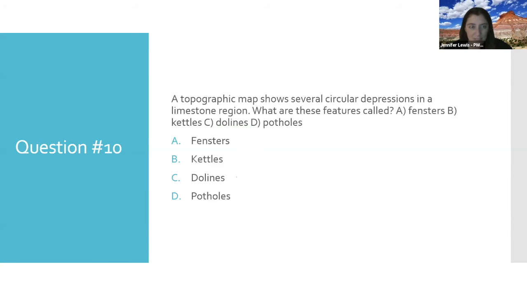The question is, a topographic map shows several circular depressions in a limestone region. What are these features called? A, fensters, B, kettles, C, dolines, I may be mispronouncing that one as well, and D, potholes. Of course, once again, the answer is the one that I have trouble pronouncing, C, dolines. If you paid attention to my presentation, you would have known that one.